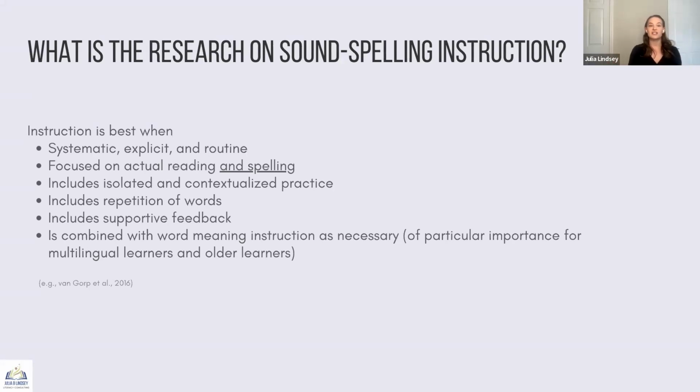We also know that instruction in phonics and sound spelling is best when we have some supportive feedback. So we can make sure that we're telling children if they are or are not correct and how to fix it. And finally, when it is necessary, which is true in particular for our multilingual and older learners, but also anytime we're giving children a real word that is not a word that they would ever have known the meaning of, it's important to combine sound spelling instruction with word meaning instruction.